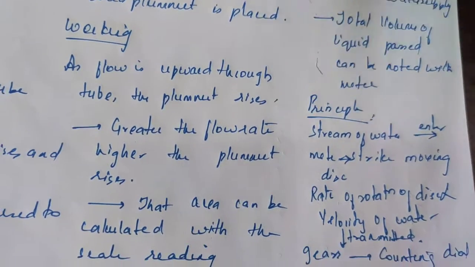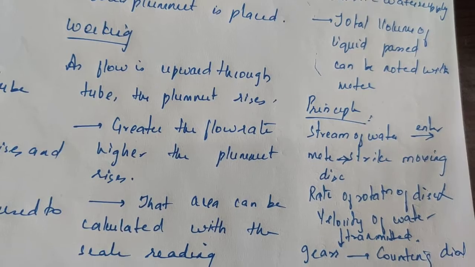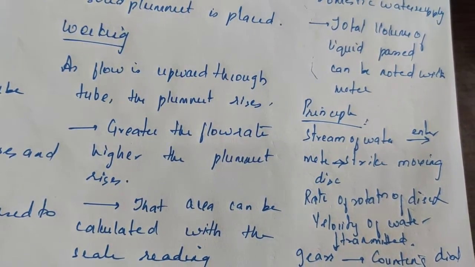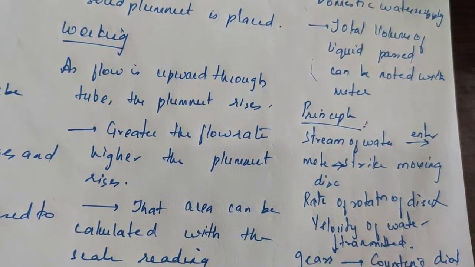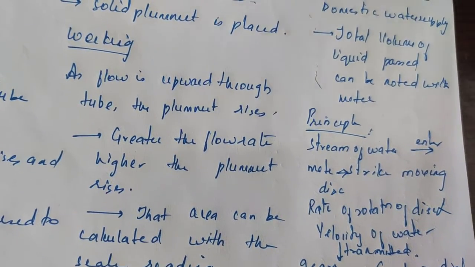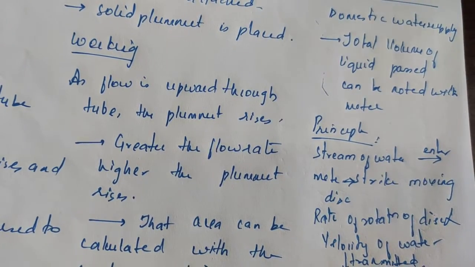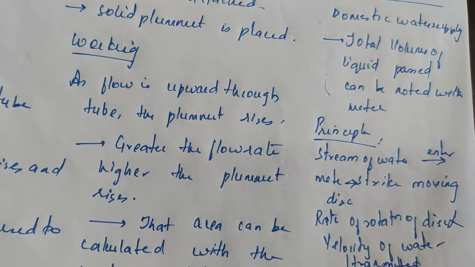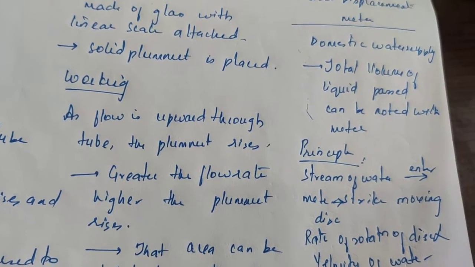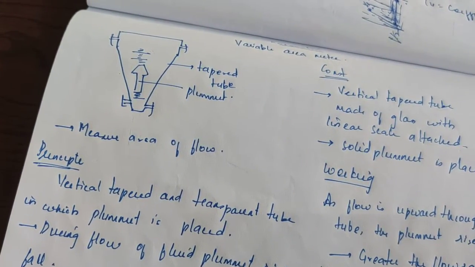Okay, so the basic principle is, whenever a stream of water is entering the meter, it will go and strike the moving disc, and the moving disc will be rotating at a particular speed. More the speed of the water, more the rotation of the disc, and that disc will again transmit its rotations to the gears, and the gears will again transmit the rotation to the counting dials, and with that counting dial we will be getting the readings of water. Okay, this is direct displacement meter, and rotameter we have discussed already.